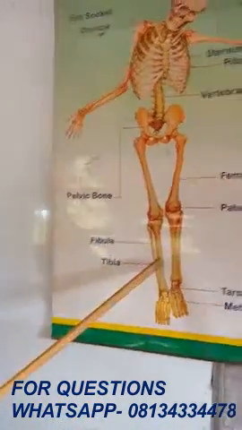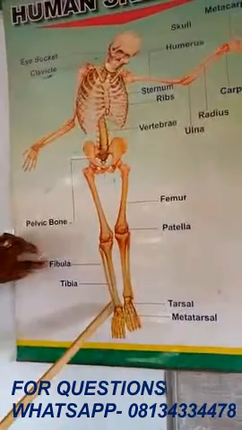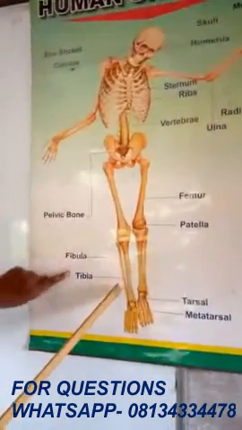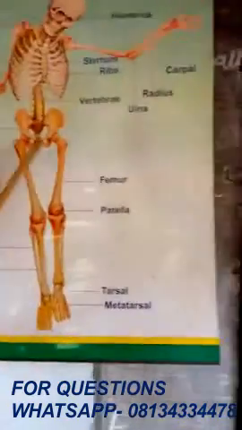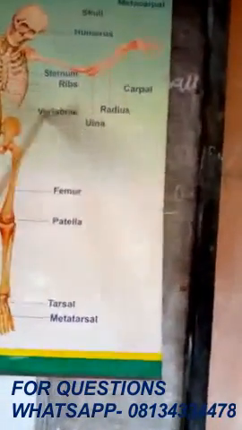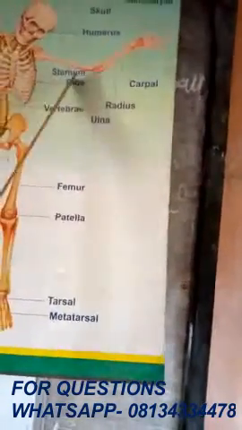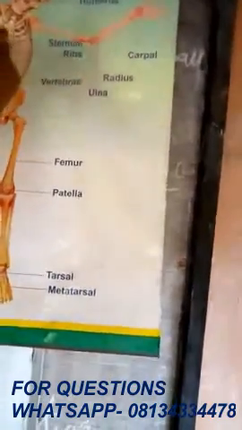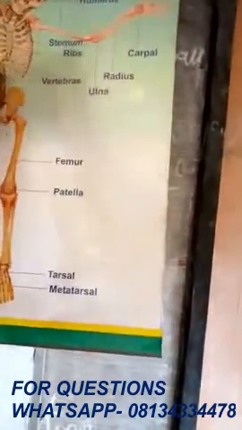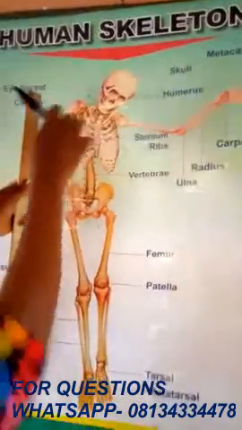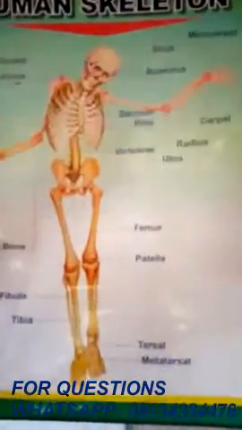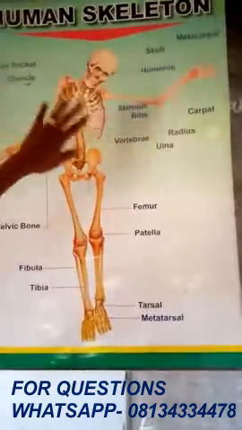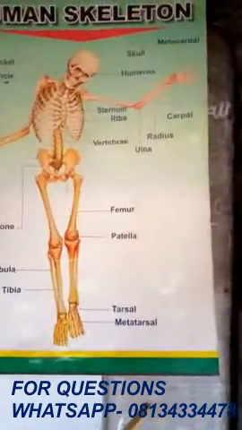The tibia is larger, and the fibula is tinier. And other labeled parts: these are the vertebrae. These are the ribs. Here you have the rib cage, which protects vital organs in the human body, like the heart, the lungs, and other vital organs.